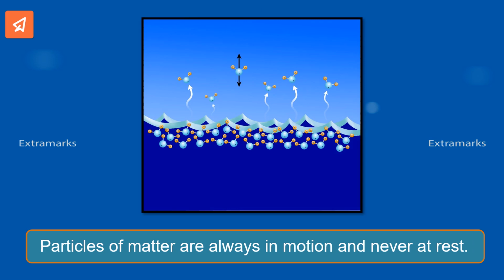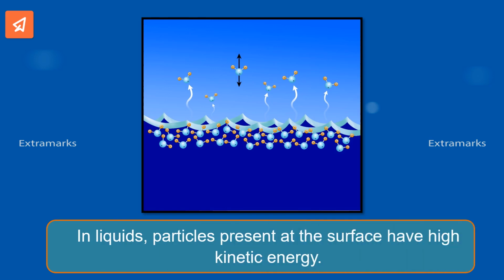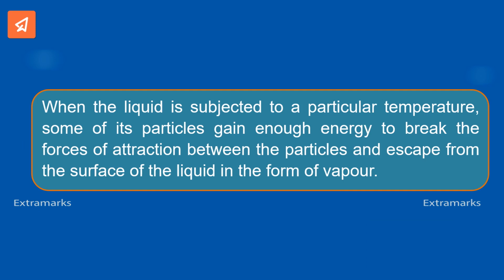We know that particles of matter are always in motion and are never at rest. In the case of a liquid, particles present at the surface have high kinetic energy. So, when the liquid is subjected to a particular temperature, some of its particles gain enough energy to break the forces of attraction between the particles and escape from the surface of the liquid in the form of vapor.